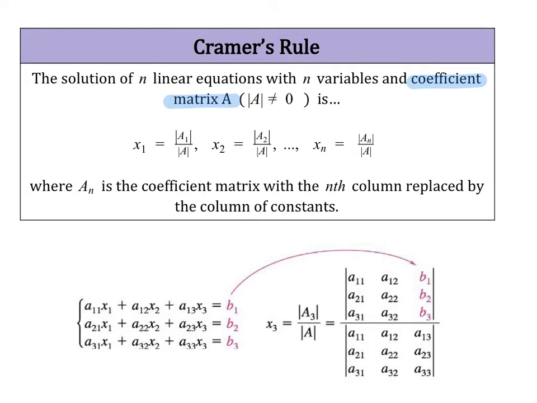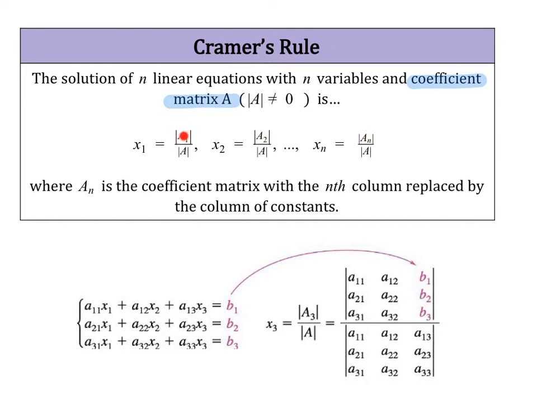So that should be the first thing that you find, because if this determinant is 0, we can't divide by 0, and that's when you have no solution. Now, if you check this and it is not 0, there's going to be a solution. So then you have to go through and find the determinant of these matrices.